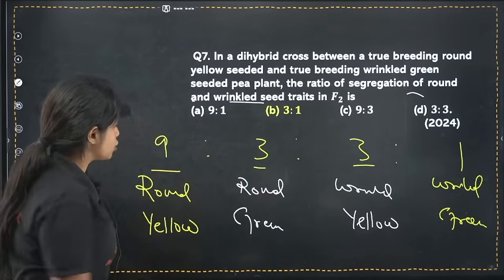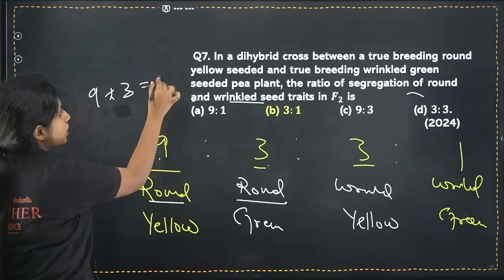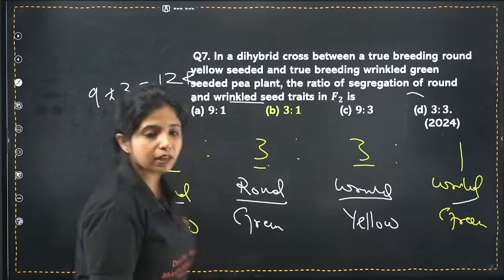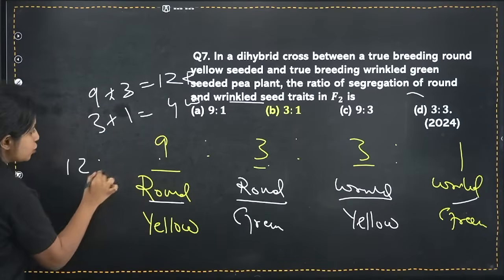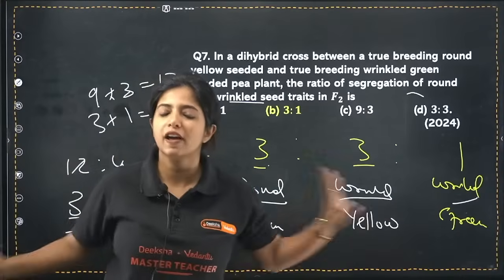So you use the logic. 9 plus 3, 12 of them are going to be round. 3 plus 1 are going to be wrinkled. So what is the ratio over here? 12:4. That means 3:1. The same ratio that we got in the monohybrid cross.